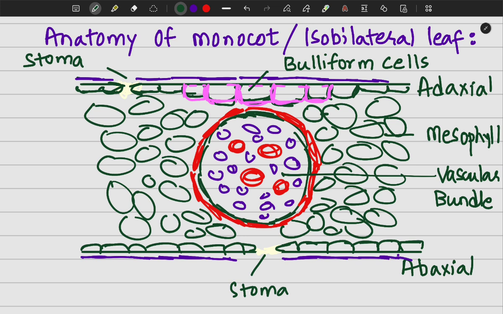Bulliform cells are special epidermal cells which are large, colorless and empty cells. They absorb water and become turgid. Once they are turgid, the surface of the leaf expands. Alright, and whenever there's a scarcity of water, they become flaccid and the surface of the leaf curl inwards in order to prevent water loss, and these are only found in grasses. I hope it is clear to you.